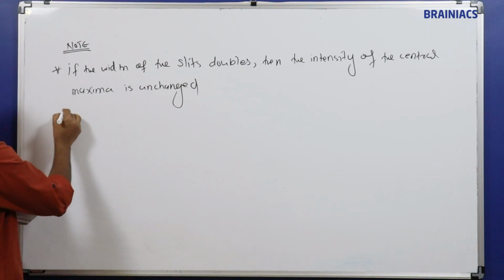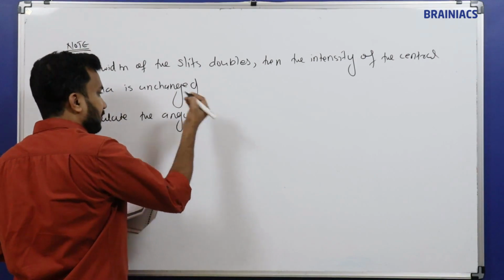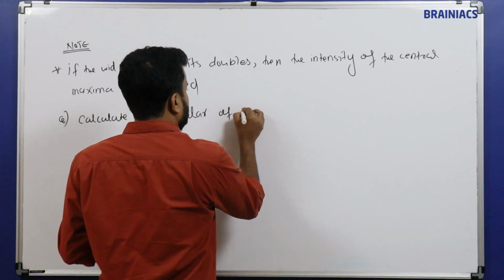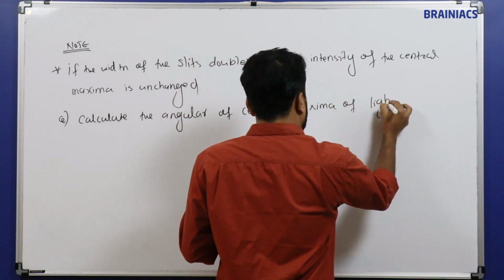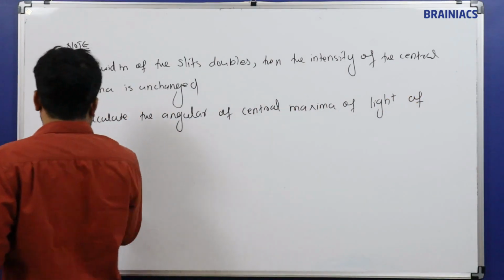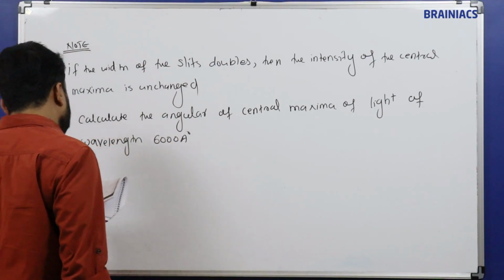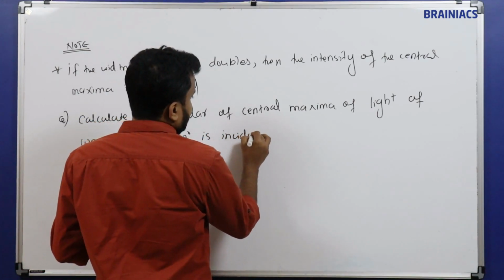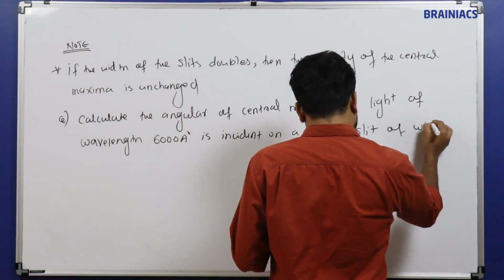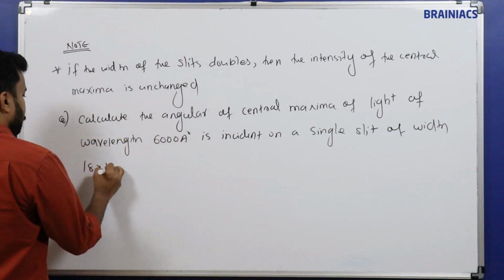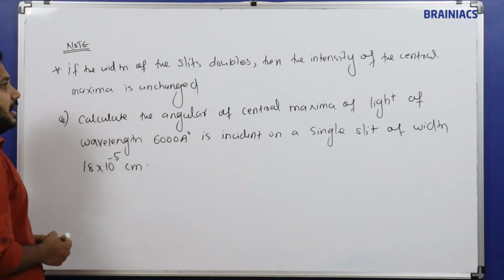We'll go to the next question. Calculate the angular width. You can write the question along with me. Calculate the angular width of the central maxima of light of wavelength 6000 angstrom incident on a single slit of width 18 into 10 power minus 5 centimeter. Calculate the angular width of the central maximum.